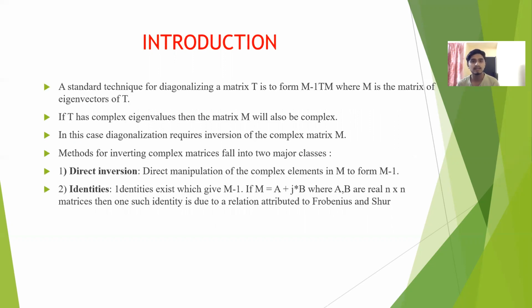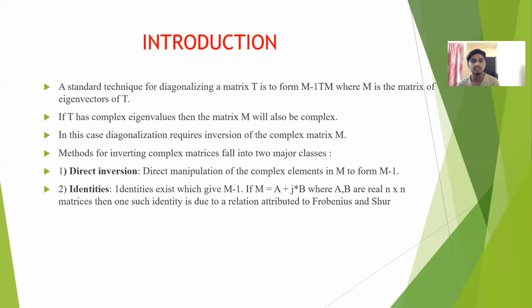Introduction. A standard technique for diagonalizing a matrix T is to form M inverse T M, where M is the matrix of the eigenvectors of T. If T has complex eigenvalues, then the matrix M will also be complex. In this case, diagonalization requires inversion of the complex matrix M. Methods for inverting a complex matrix fall into two major classes: direct inversion and identities. Direct inversion is direct manipulation of complex elements in M to form M inverse.